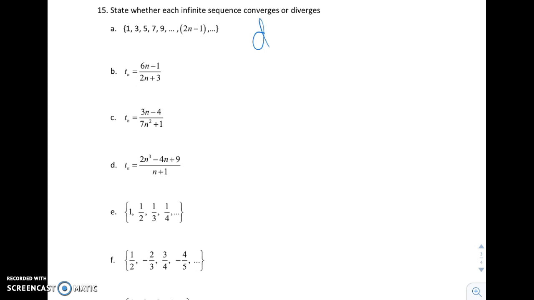For parts B, C, and D, these sequences will only converge if the degree of the top is equal to or less than the degree of the bottom. So the degree of the top in B is the same as the degree of the bottom in B. So this would converge, and it would actually converge to 6 over 2, the leading coefficients, which is the number 3. For part C, the degree of the top is smaller than the degree of the bottom, so this would converge to 0. And for part D, the degree of the top is bigger than the degree of the bottom, so this one would diverge. The top would grow much faster than the bottom forever.